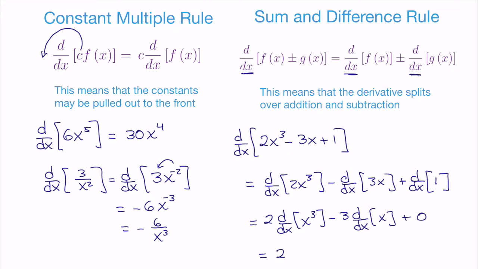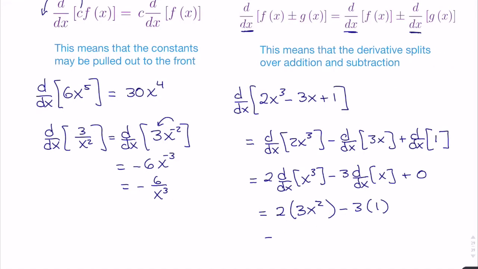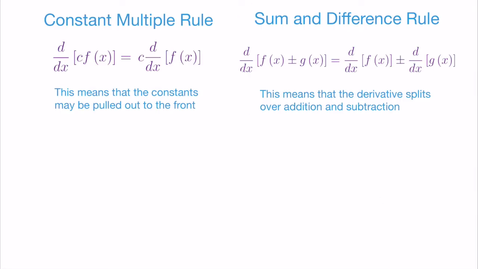And then this is going to be 2 times the derivative of x cubed, we already know, is 3x squared, minus 3, the derivative of x is 1, and that's it. So this is 6x squared minus 3. Let's practice this with one more example. Let's do the derivative with respect to x of 6x to the 4th power minus 3x squared plus 2x.